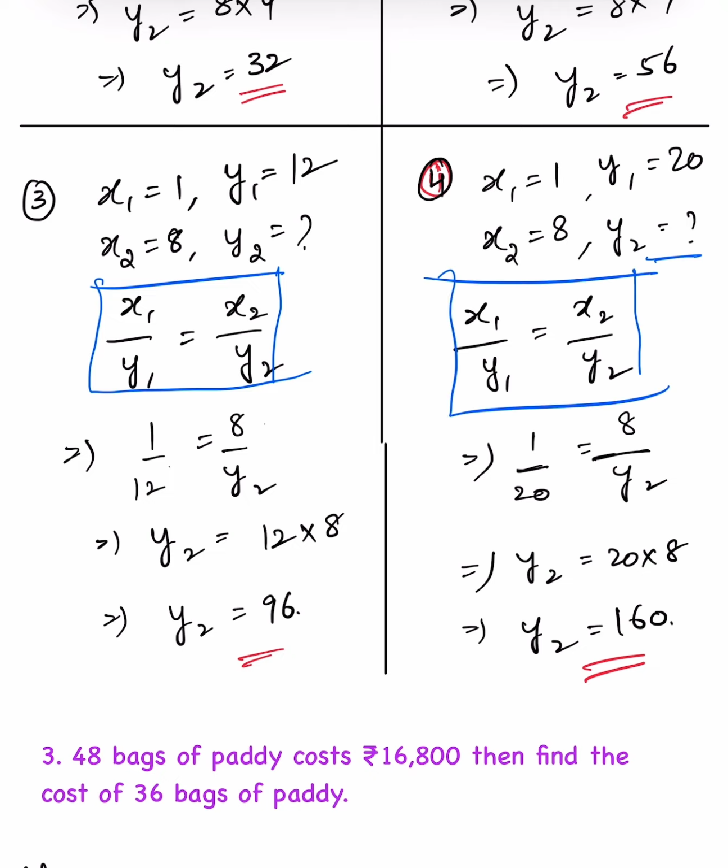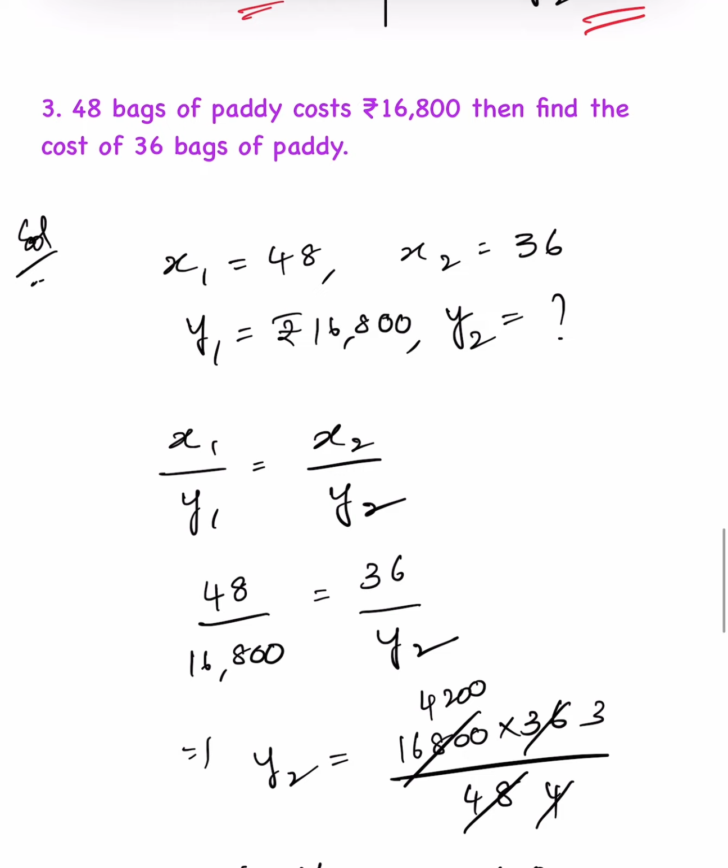Third problem. 48 bags of paddy cost 16,800. Then find the cost of 36 bags of paddy. Same, this is also direct proportion. The number of bags increases, the cost also increases. If the number decreases, the cost also decreases accordingly. So x1 is 48, x2 is 36. y1 is given as 16,800 rupees. What is y2? x1 by y1 equal to x2 by y2, because this is also a direct proportion problem.